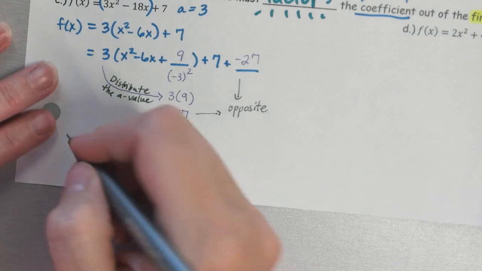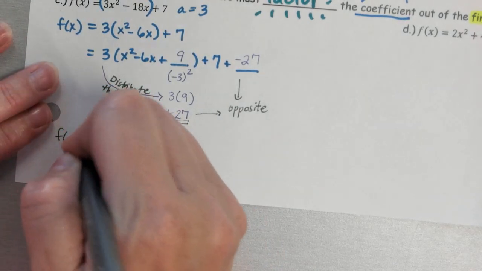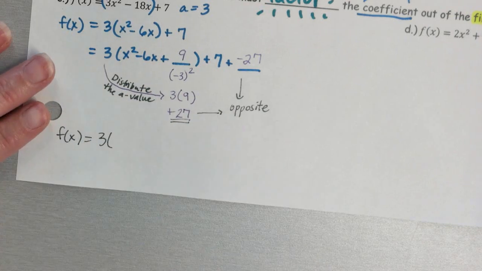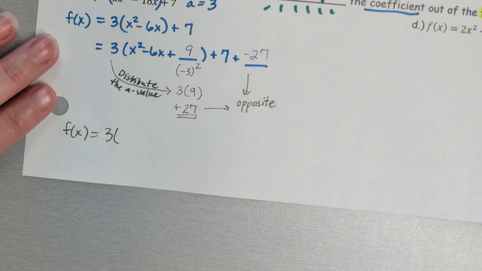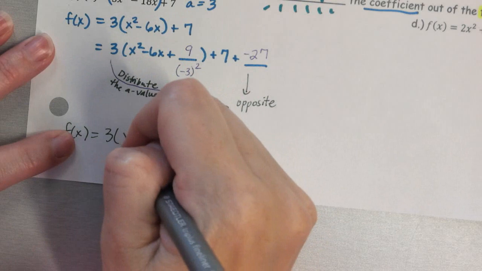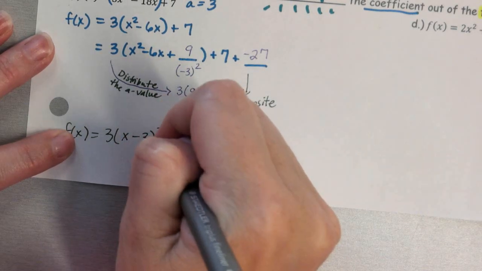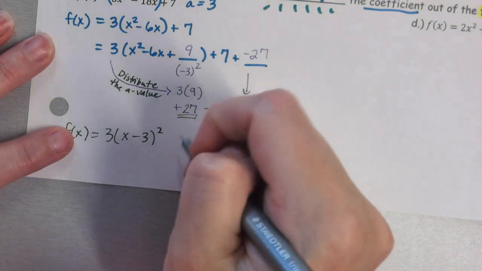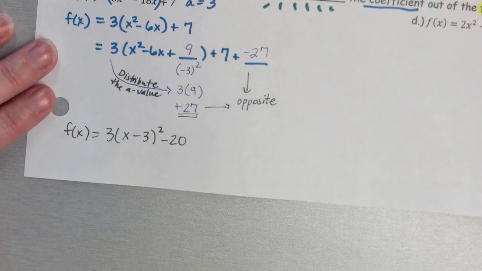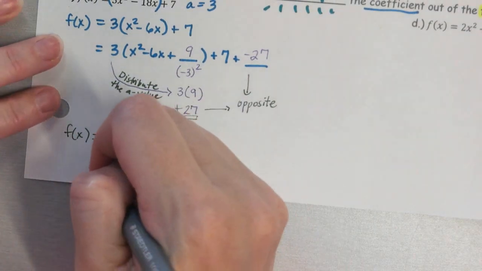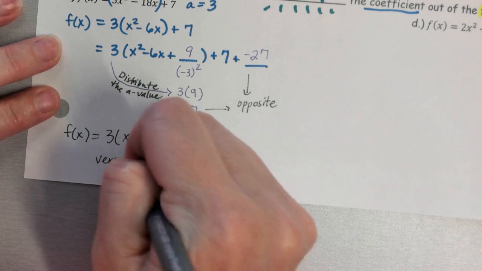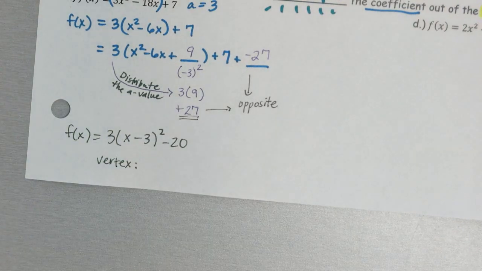All right, now your next step is the same, where you need to make sure that you are factoring. So when you factor this, it's going to be x minus 3 squared. 7 plus negative 27 is negative 20. And then will you guys pick out your vertex? And then I want you to do part B, and we'll just check in to make sure you did that right.